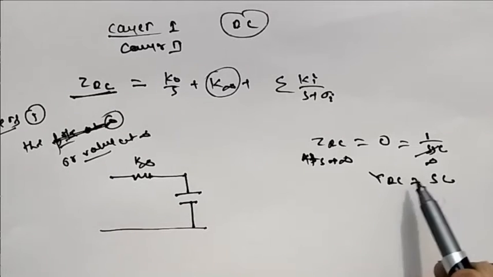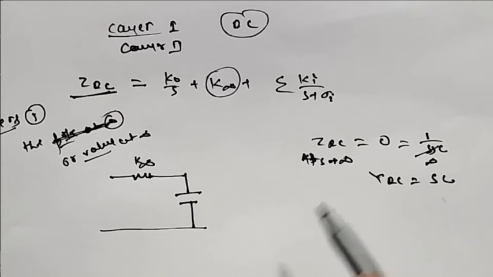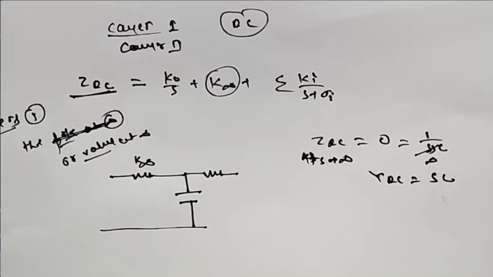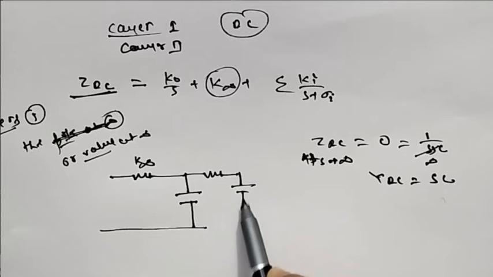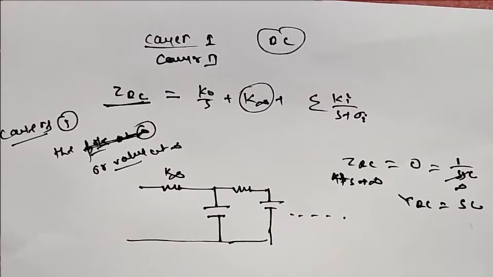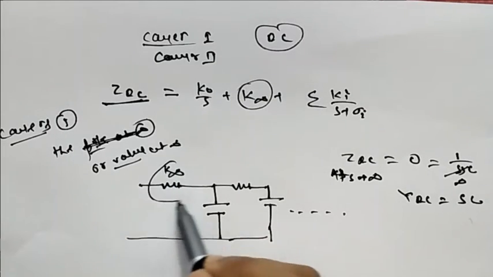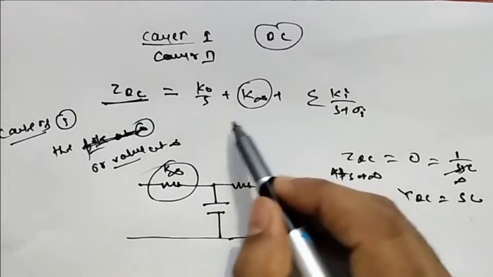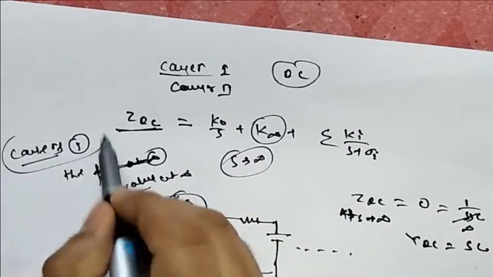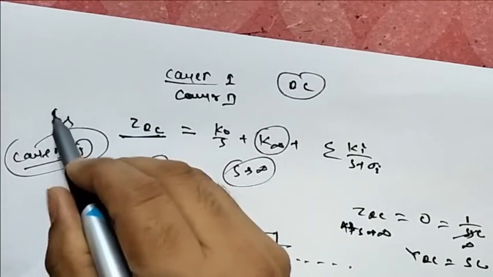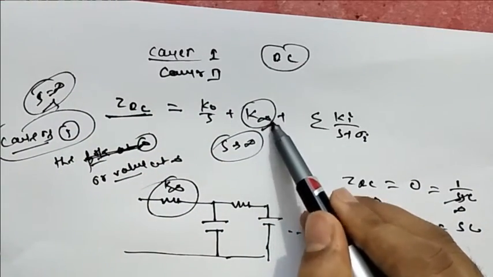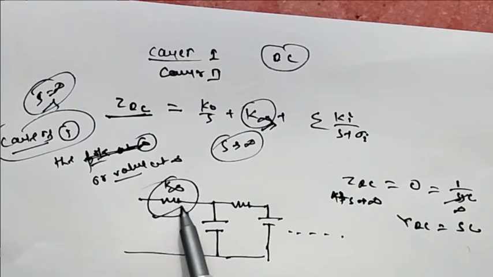After that we again invert the process, inverting that component, so again we are going to get R and C. This will keep on continuing. Here we need to keep in mind the first part, that is resistance. For Cauer 1 our main focus is at S equal to infinity, and at S equal to infinity we are left with K infinity only, and K infinity is nothing but resistance.